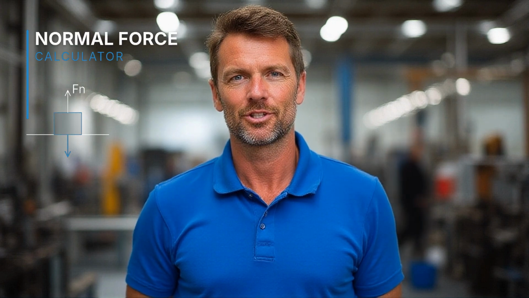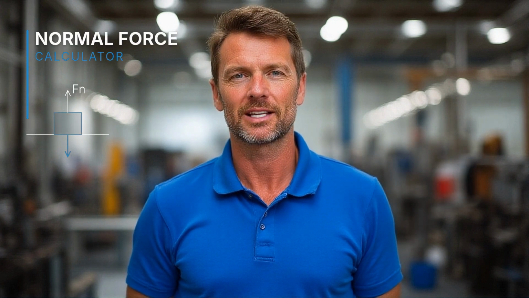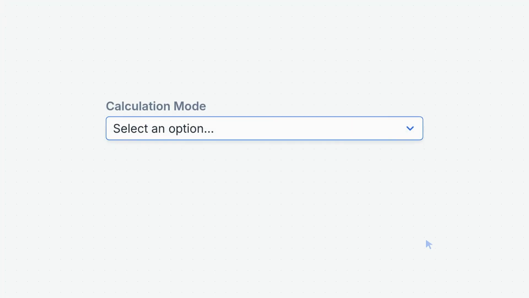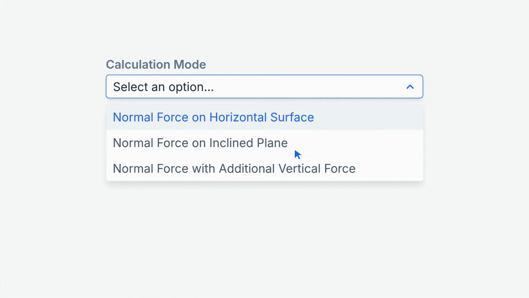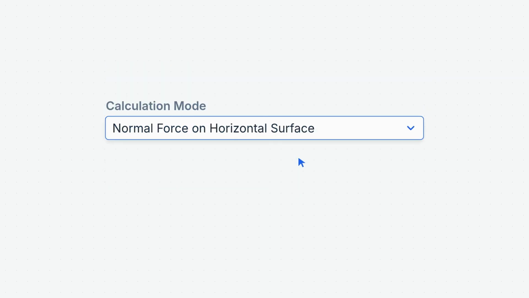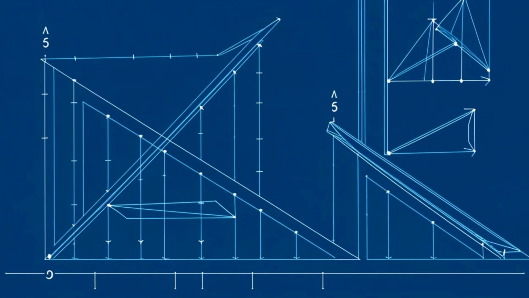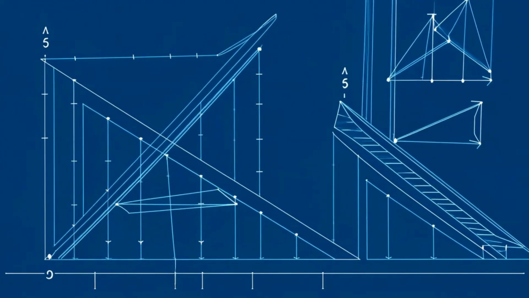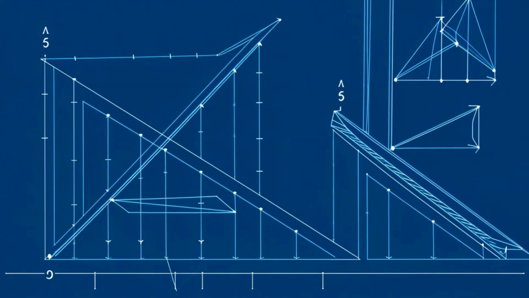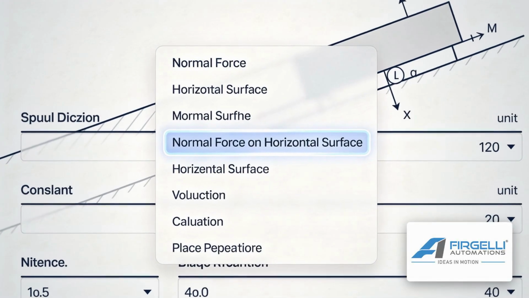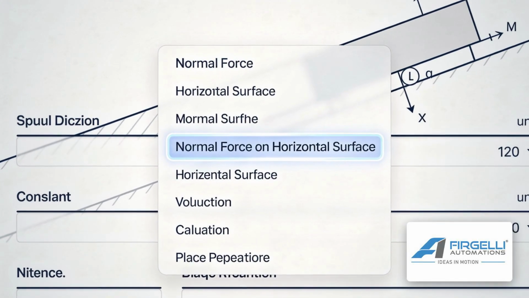The normal force interactive calculator helps engineers determine normal forces in various mechanical configurations. First, select your calculation mode from the drop-down menu. Options include normal force on horizontal surface, normal force on inclined plane, and normal force with additional vertical force. Options also include normal force with force at angle, calculate mass from normal force, and calculate incline angle from normal force. For this demonstration, I'm using normal force on horizontal surface.